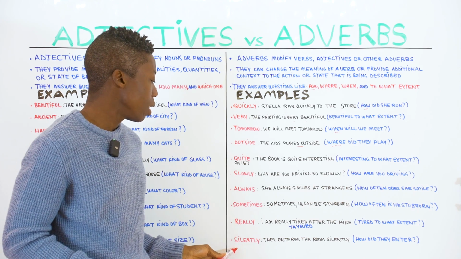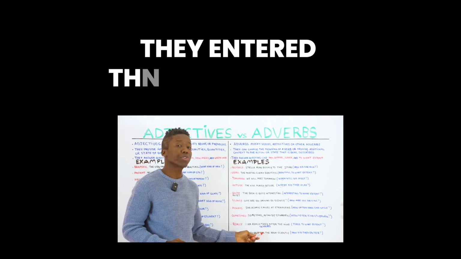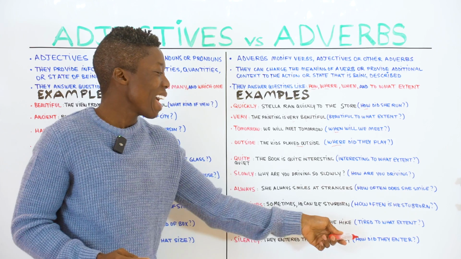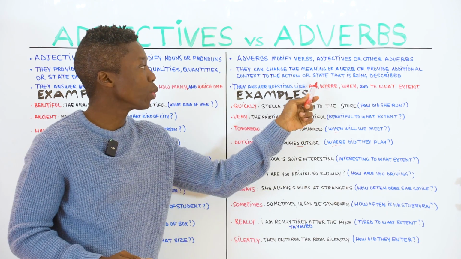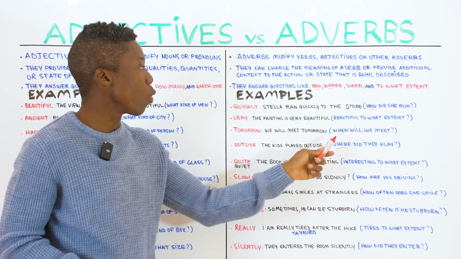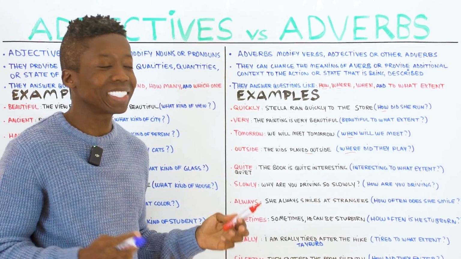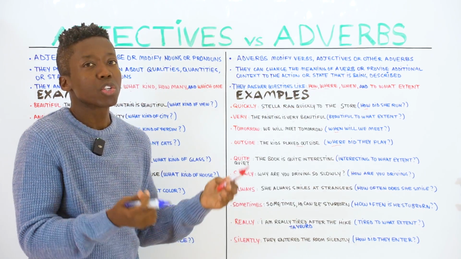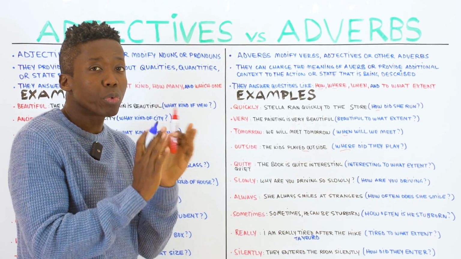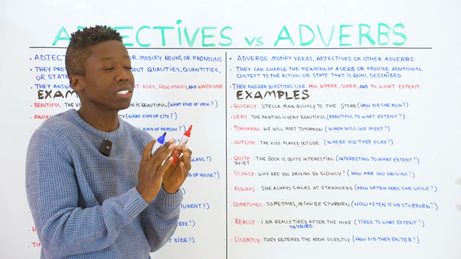And then the last one, silently. They entered the room silently. How did they enter the room? Okay, so we talked about how, we talked about where, we talked about when, we talked about to what extent. These are adverbs because they answer these questions. So where do we put adverbs? Where do we position the adverbs in a sentence?